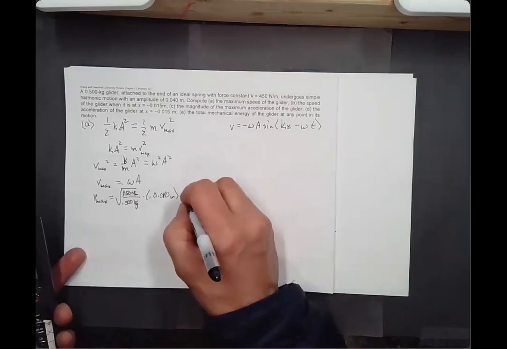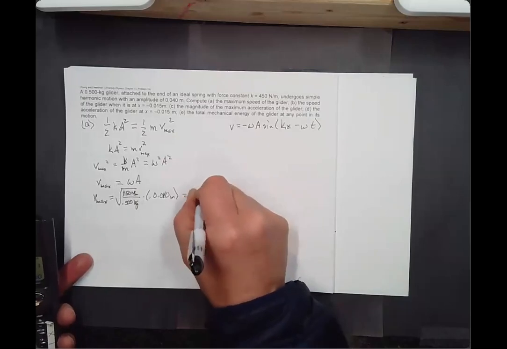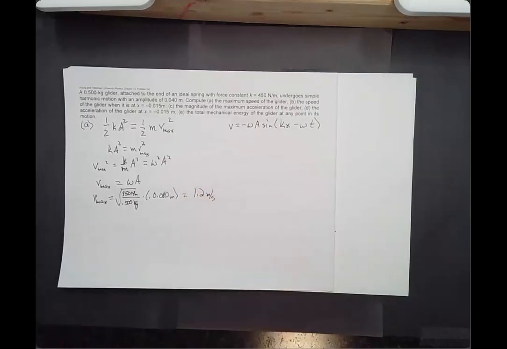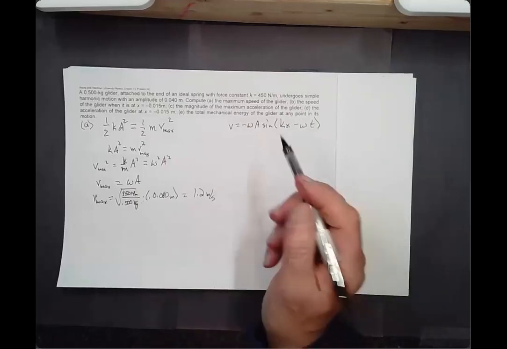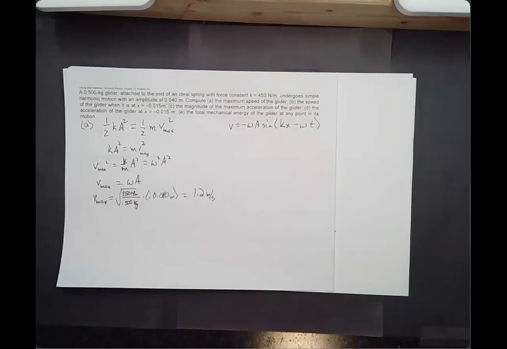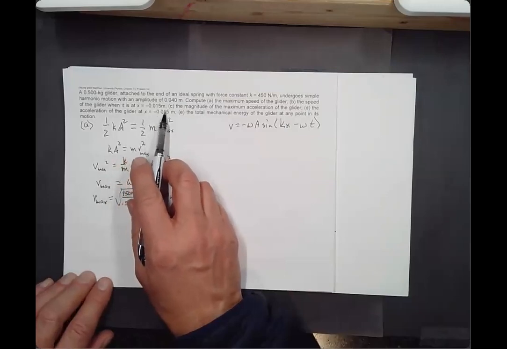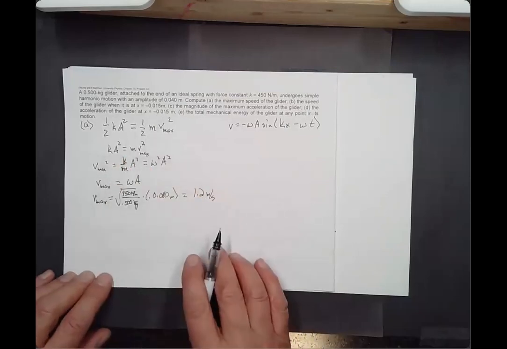I get, not much, 1.2 meters per second. So not so terribly impressive, but it's a little dinky thing bouncing back and forth. Okay, how about the speed of the glider when it is at x equals minus 0.015 meters?